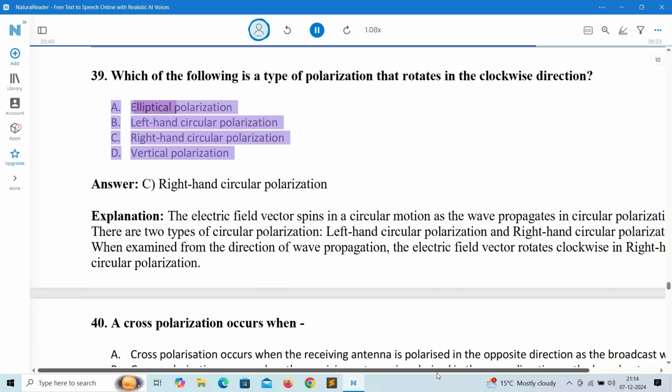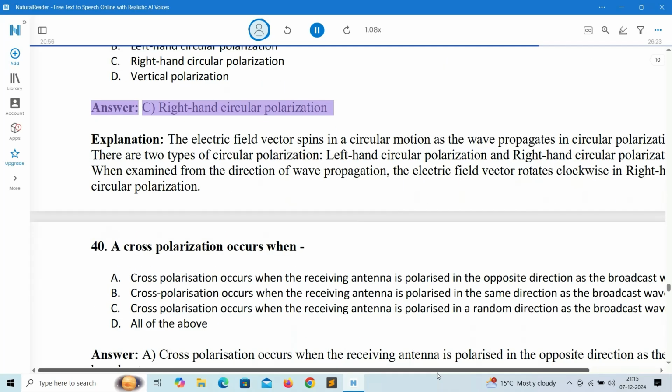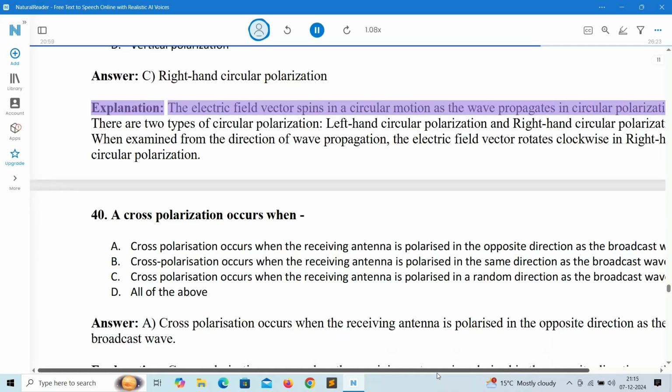39. Which of the following is a type of polarization that rotates in the clockwise direction? A. Elliptical polarization. B. Left-hand circular polarization. C. Right-hand circular polarization. D. Vertical polarization. Answer: C. Right-hand circular polarization. Explanation: the electric field vector spins in a circular motion as the wave propagates in circular polarization.